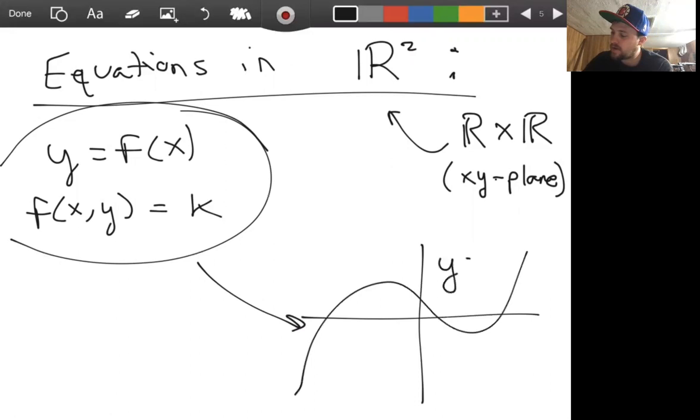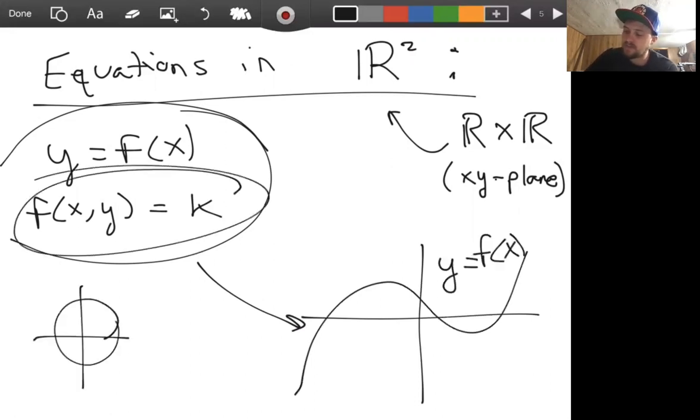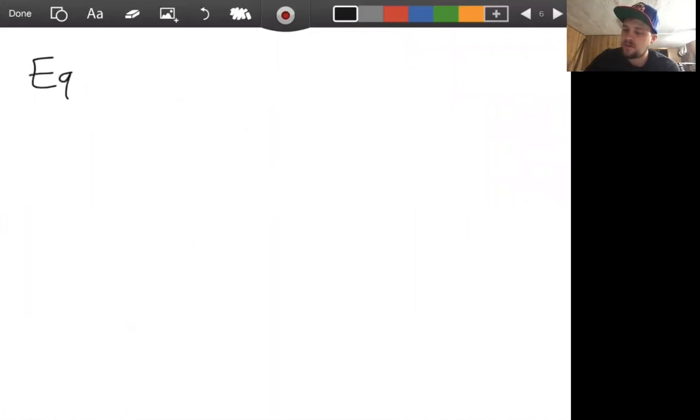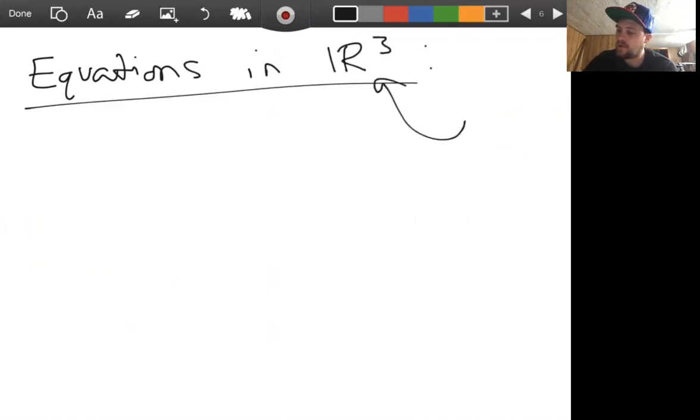This is like y equals f of x. Or, you know, like we represent circles as something in this form here, where it could be like x squared plus y squared equals r squared, right? So these are equations in R2. What are equations in three-dimensional space? Equations in R3, right? And now R3 is three-dimensional space, so it's like R times R times R, right?